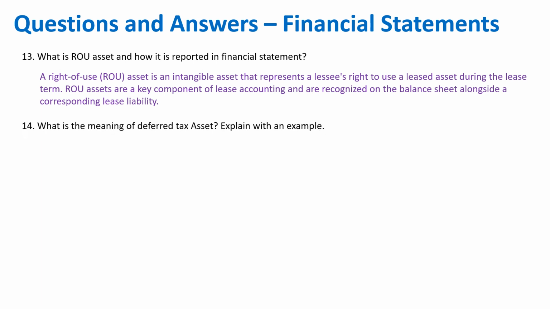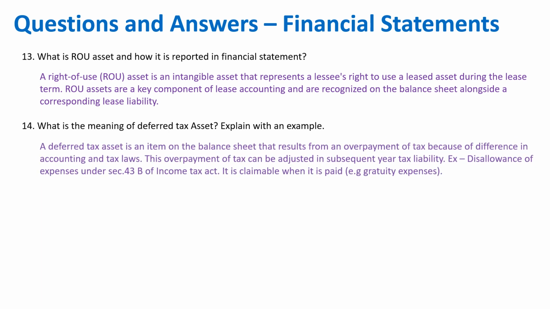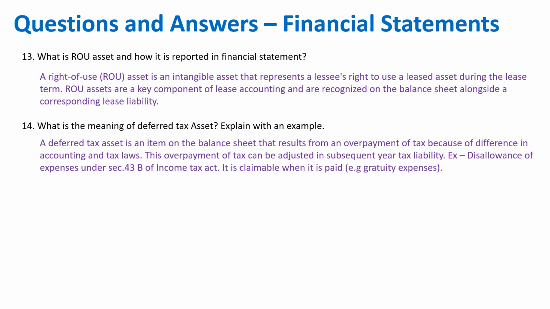Question number 14. What is the meaning of deferred tax asset? Explain with an example. A deferred tax asset is an item on the balance sheet that results from an overpayment of tax because of difference in accounting and tax laws. This overpayment of tax can be adjusted in subsequent year tax liability. Example, disallowance of expenses under Section 43B of the Income Tax Act. It is claimable when it is paid.